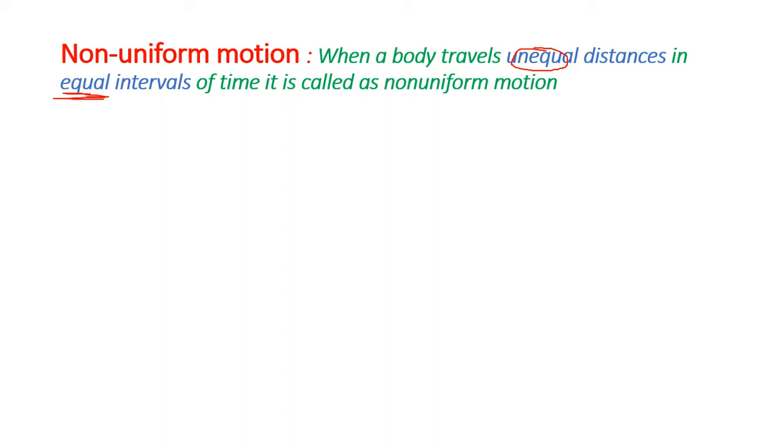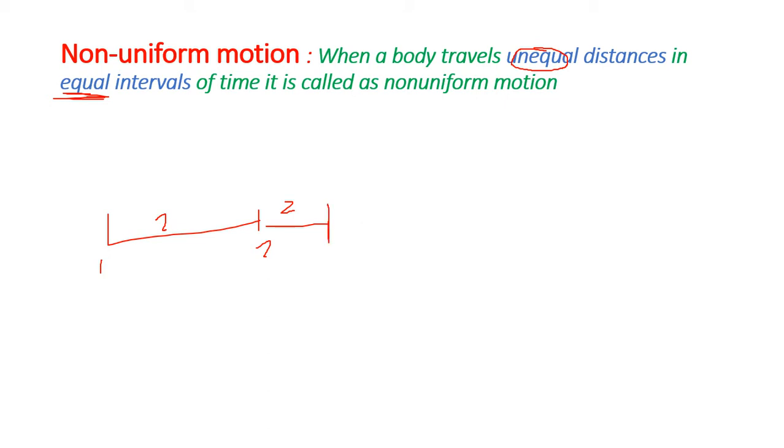In uniform motion, there was equal distance and equal interval of time. Here it is unequal distance in equal interval of time. It is called as non-uniform motion. See, in first case, a car moves and takes similar distance in similar interval of time. Okay, but in non-uniform motion, a car takes, suppose, 2 seconds to reach from point 1 to point 2 and again takes 2 seconds to cover the distance of this much only.